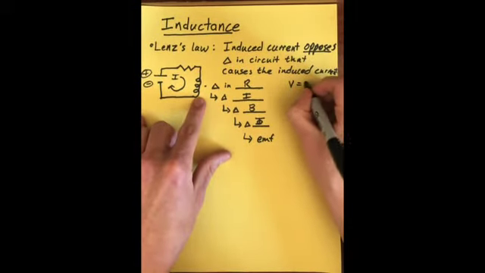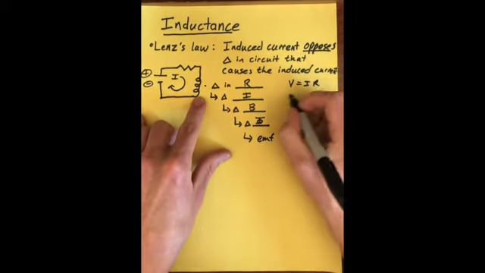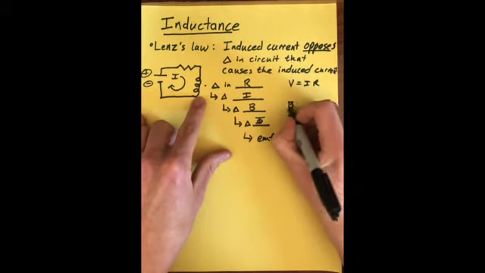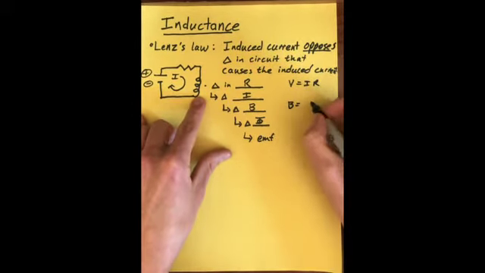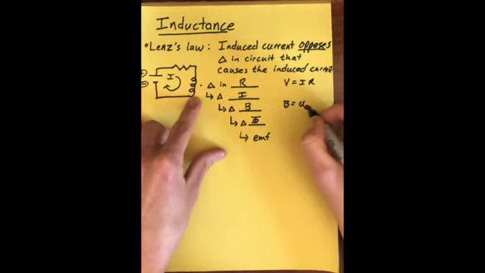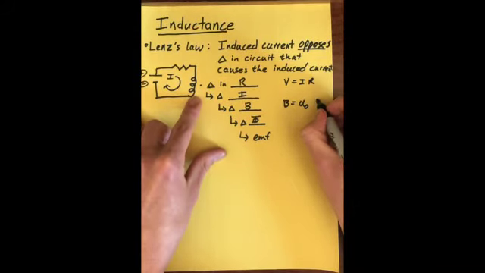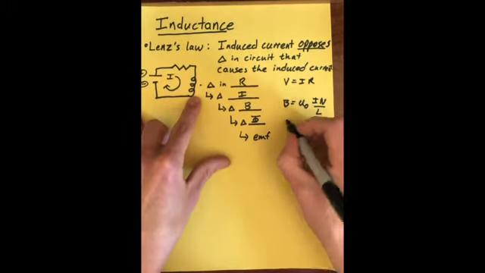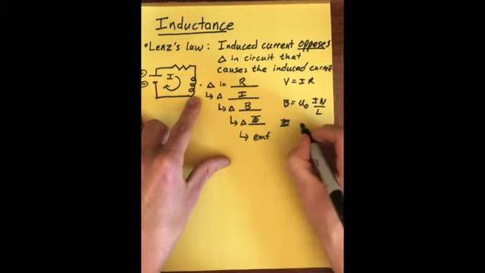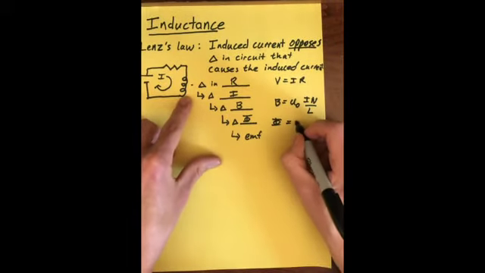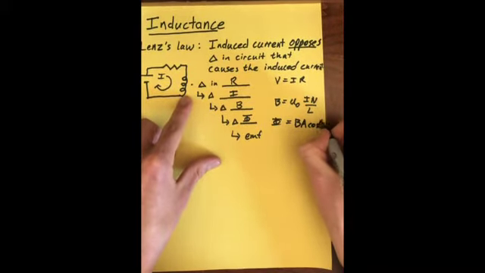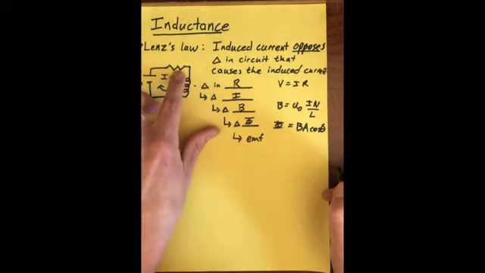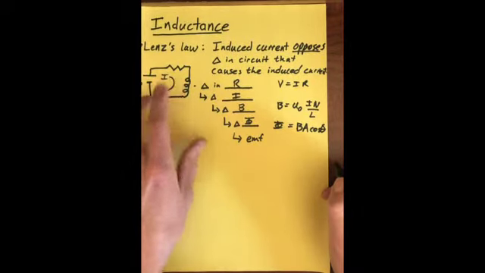V is equal to IR. B is equal to mu naught IN over L. And last but not least, magnetic flux is equal to this. Okay, now we said we increased the resistance here in the circuit.